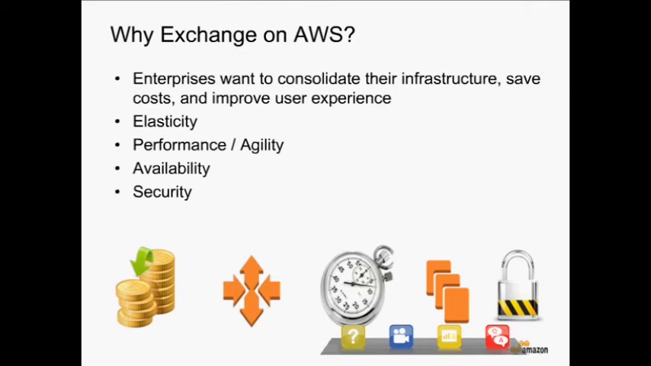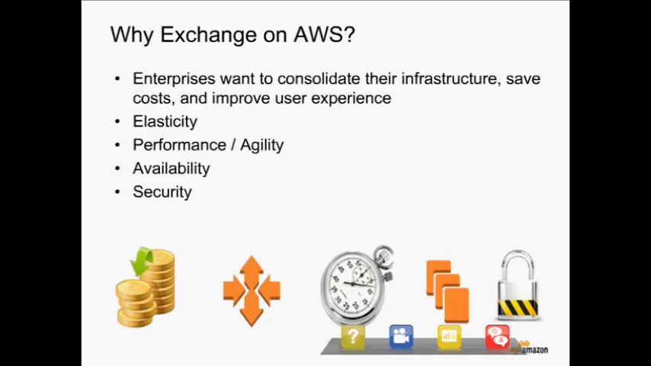So in general, why are people deploying Exchange on AWS? Well, obviously mail is still a critical collaboration tool. Outages are unacceptable, loss of data is unacceptable, and for a lot of organizations, control is very important.